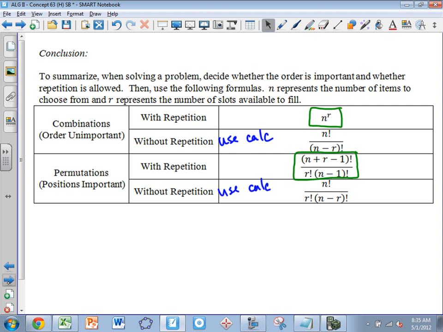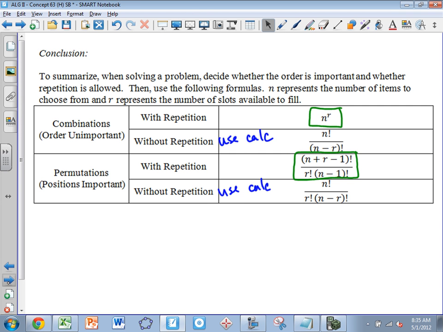So for the first one, we have 3 people racing. How many different orders can they finish the race? Does the order matter? Clearly, because we're wondering how many orders they can finish in. Whoever comes in first does matter. So order matters, and we write down a P on the side. Can I come in first and second place? No. Can I come in second and third place? No. So is there repetition? No. So it's permutation without repetition.